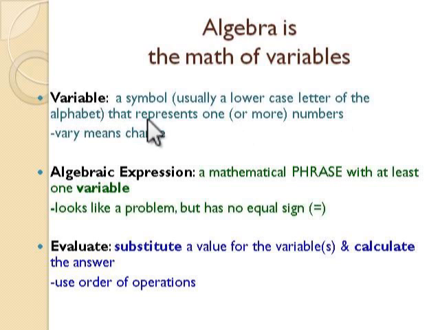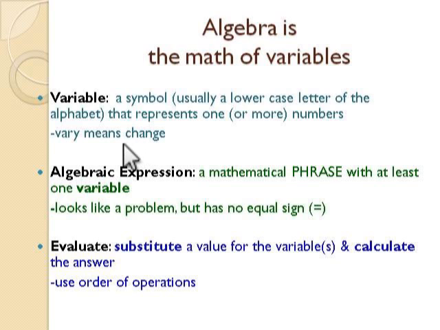A variable is a symbol that represents one or more numbers. Now that symbol is usually going to be a lowercase letter of the alphabet. So maybe a lowercase t, or an n, or an x. It can be any letter whatsoever. The root word of variable is vary. It's important to remember that vary means change. So if a variable, let's say a lowercase letter t, is first represented by a 5, it can change and be something else later. So that's just kind of important to keep tucked in the back of your mind.